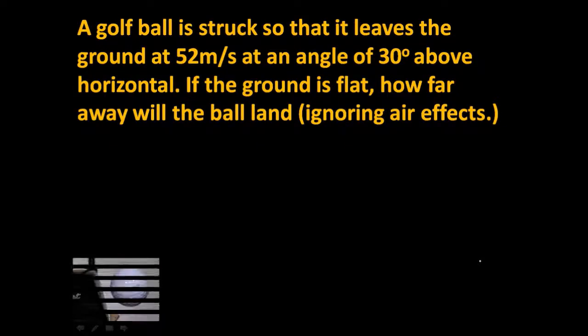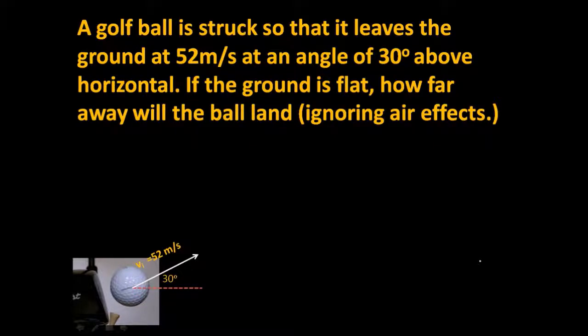Let's take a look at this situation. Here's a golf ball just barely after it's been hit off the tee, and it's moving at an angle of elevation of 30 degrees above the horizontal at an initial velocity of 52 meters per second. How are we going to work this problem? The answer, of course, is the same way we work the other problem.